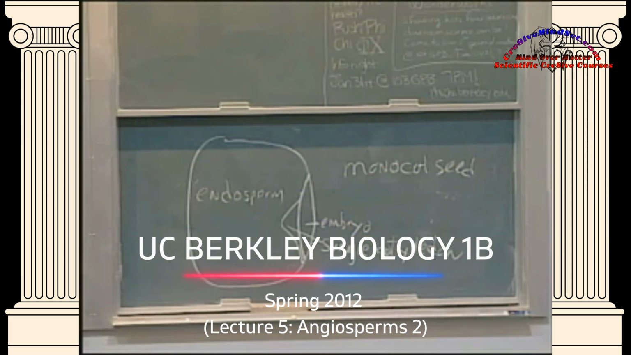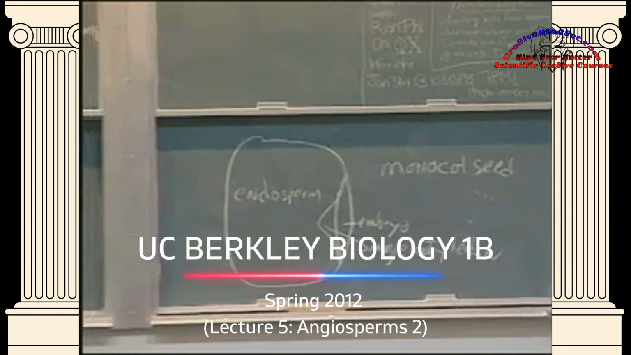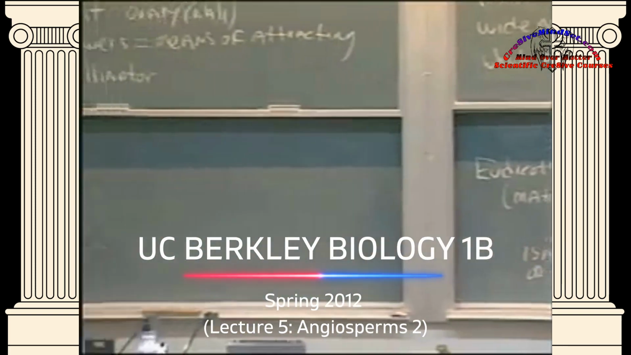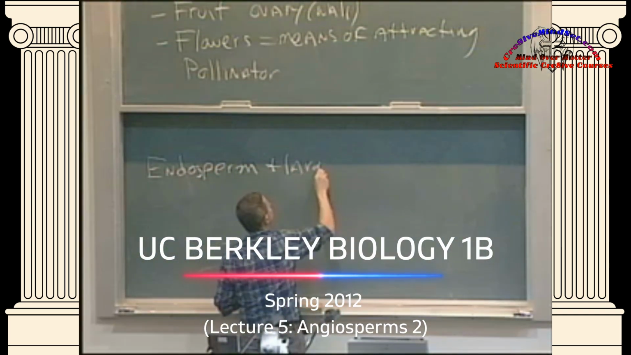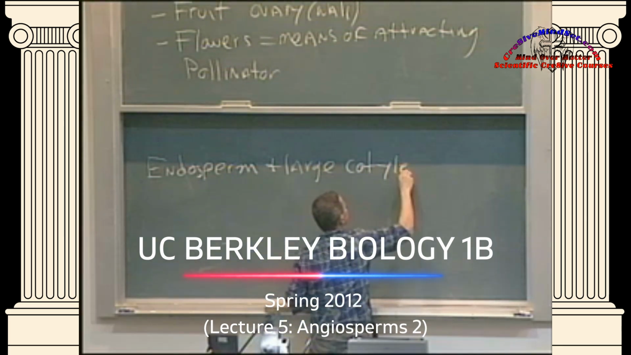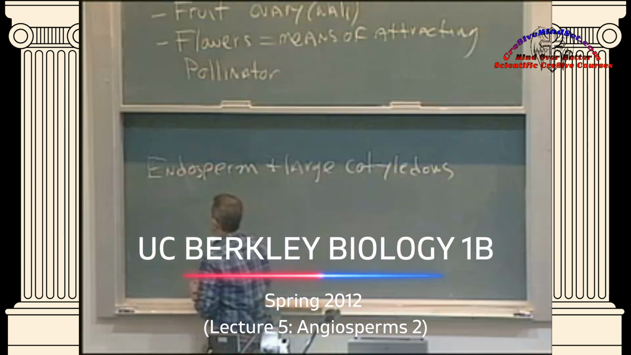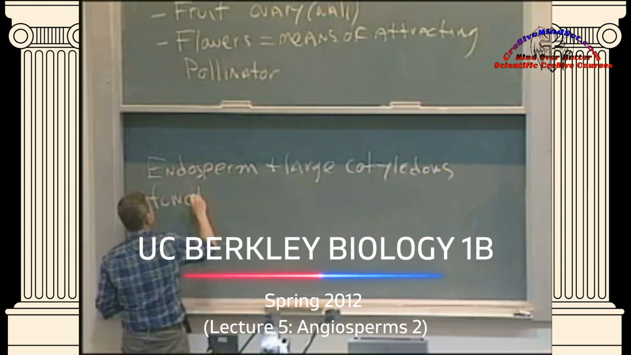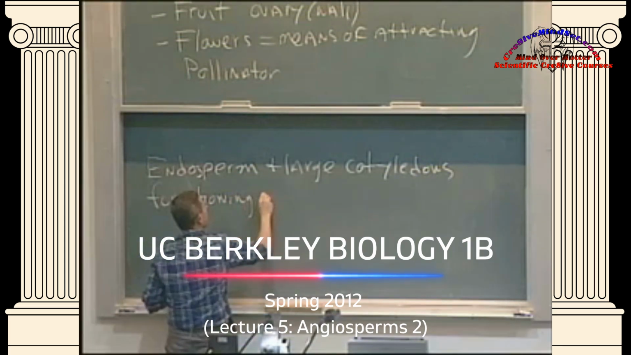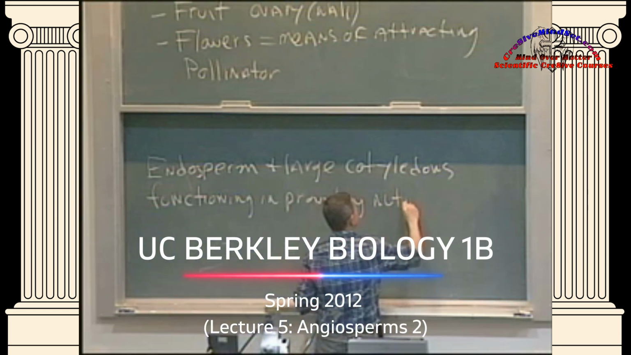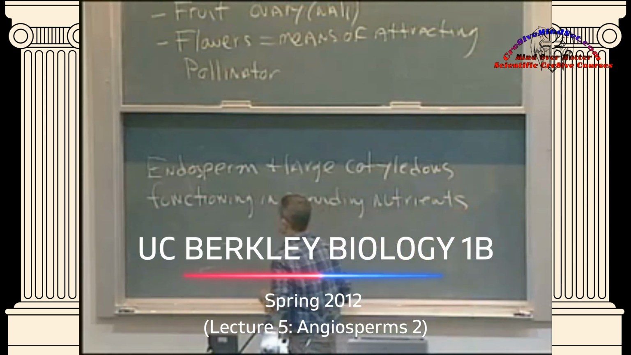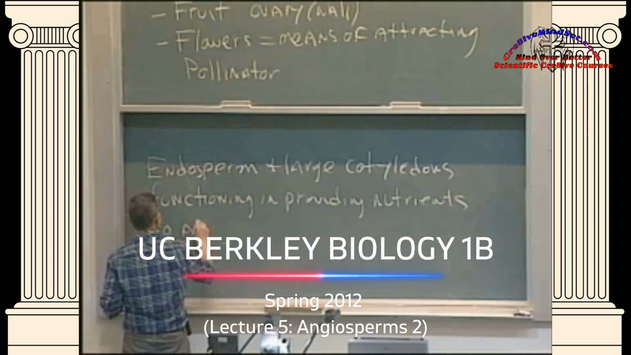Now, what do the endosperm and the cotyledons do? We're making a big point of their importance for the seed. What we can say is that endosperm and large cotyledons function in providing nutrients to allow the seedling to become established.